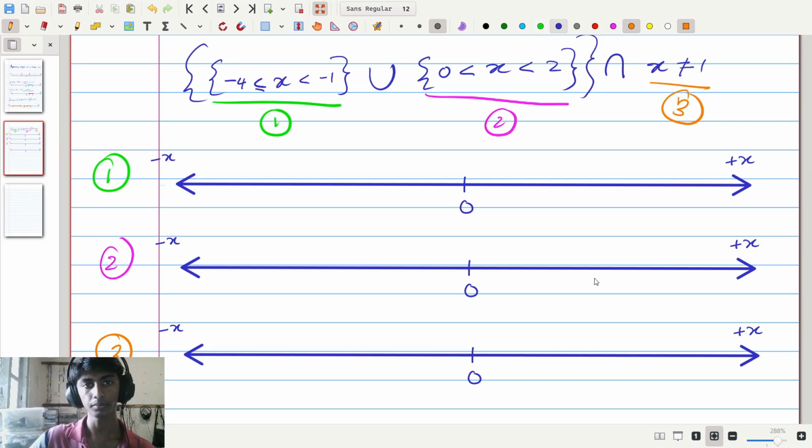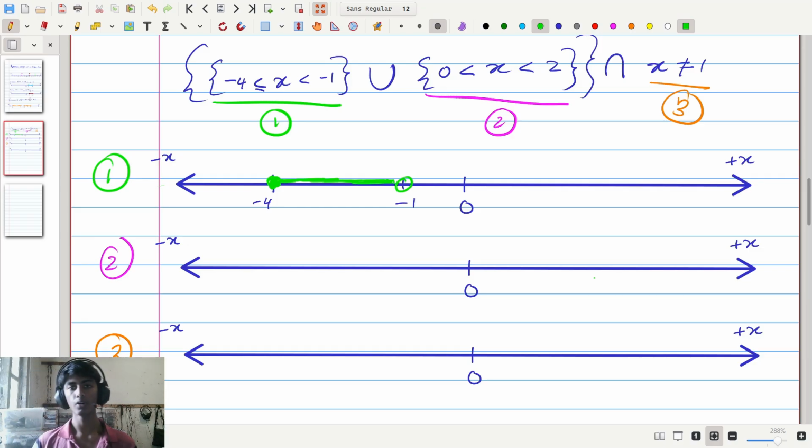So considering 1 is all the x's between -4 and -1, which includes -4. Drawing the points of interest, we have -4 over here. Let's say we have -1 here. Then the green set is going to be -4 inclusive, -1 exclusive, which means a hole at -1 and all the points in between. So this right here is the shading that represents the points corresponding to the range 1.